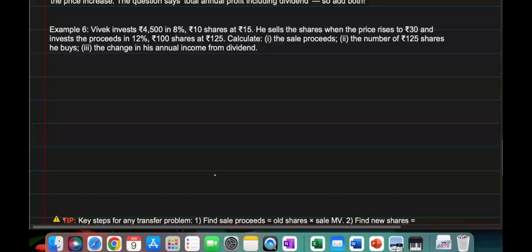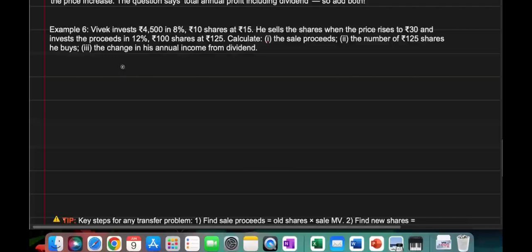in this question he invested 4,500 and first got 300 shares, and the selling price was 30. So double, right? He invested 4,500 and got 9,000 rupees when he sold at 30 rupees. Understood? Second, the market value of the second share was 125, and he got 72 shares by investing the same 9,000 rupees in that. Okay. So what's happening here?